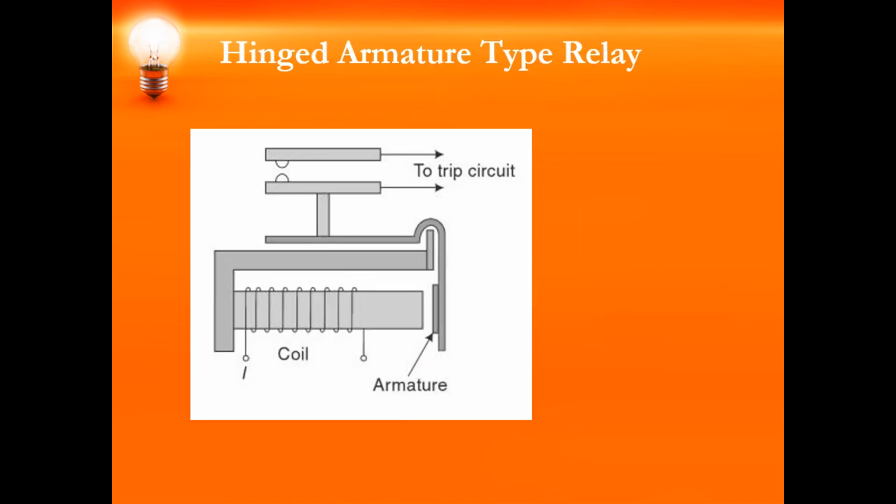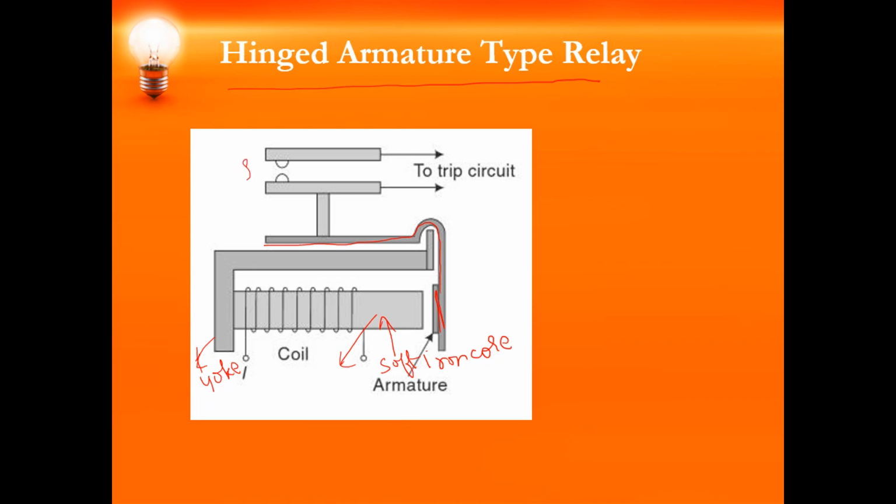Now first is the hinged armature type relay. First let us look into its construction. This is the soft iron core. We can observe that a coil is wound on it. So whenever the current flows through this coil, this becomes an electromagnet. And we have a yoke. This is the yoke. We have the armature here. It is with a hinged support.